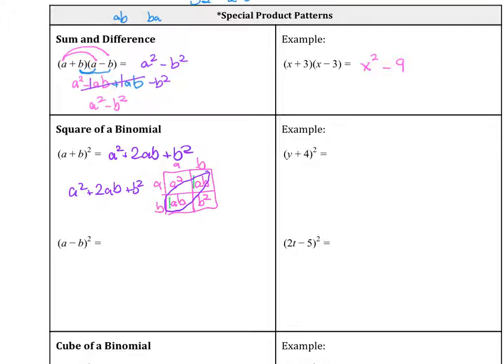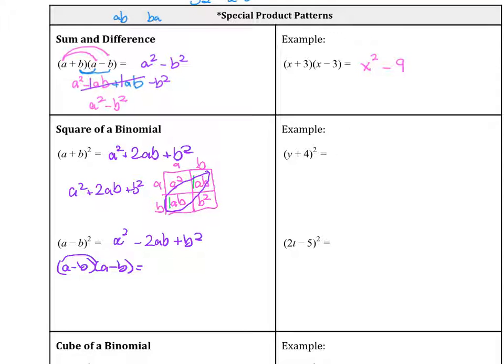So let's look at the second one. A minus b squared, that is going to be a squared minus 2ab plus b squared. So I'll do this with the FOIL method. So remember, when you have a square, that you have to write it twice. That's what it means. You can't distribute it. It's not just a squared minus b squared. Okay, so you have to write it twice and then multiply.